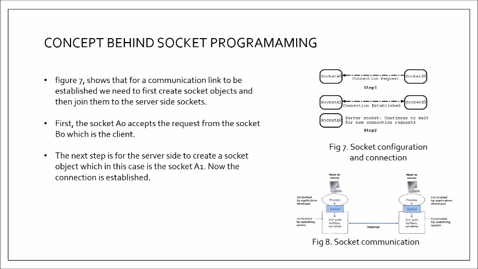Concept behind socket programming. Figure 7 shows that for a communication link to be established, we need to create socket objects and join them to the server-side sockets. As can be seen from the figure, the socket A0 accepts the request from socket B0, which is the client. The next step is for the server side to create a socket, which in our case is socket A1. Now the connection is established.